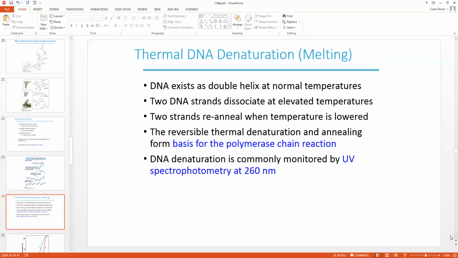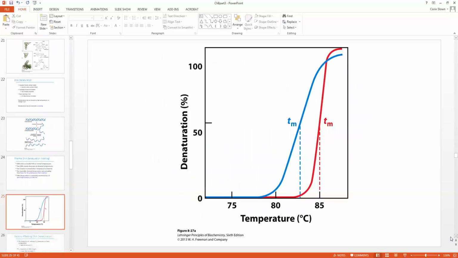Thermal DNA denaturation is what's known as melting. This is where the DNA exists as a double helix at normal temperatures. The two strands then dissociate at elevated temperatures, and then the two strands re-anneal when the temperature is lowered. The reversible thermal denaturation and annealing forms the basis for the polymerase chain reaction, which we're going to study in just a little bit. And this DNA denaturation is commonly monitored by UV spectrophotometry at 260 nanometers.